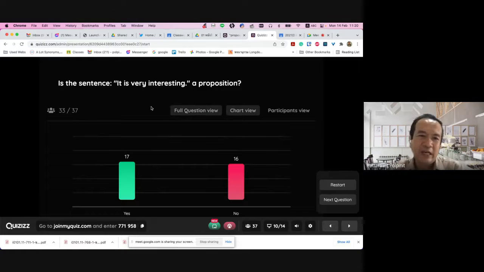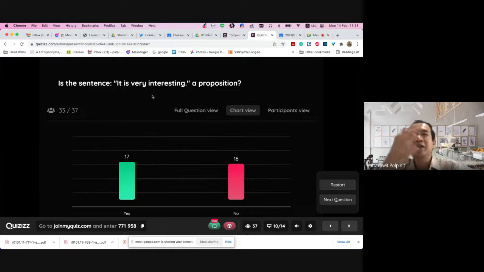I don't know if maybe I should change it to something like, let's say, "COVID is very interesting." Does it change into it's easier to see the proposition? This one is actually a proposition now, because I think what you have to think of, "it is very interesting."